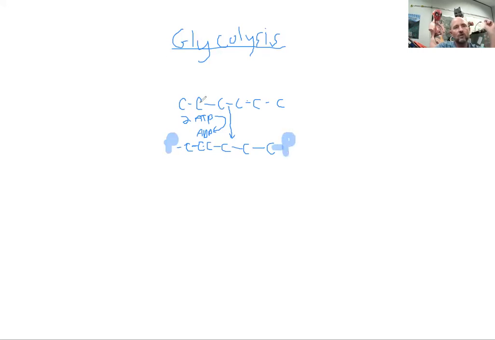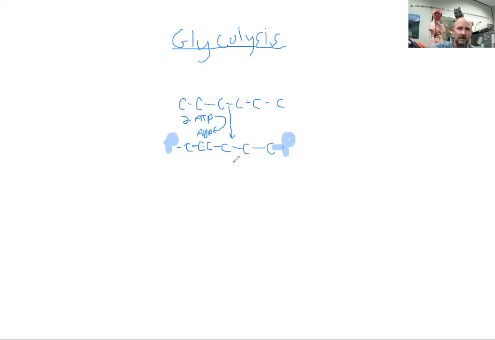Okay, so we have now gone from glucose. We have invested 2 ATP to form a bisphosphate fructose molecule. So that's a fructose molecule with 2 phosphates on it. It is now even more energized than it was before.